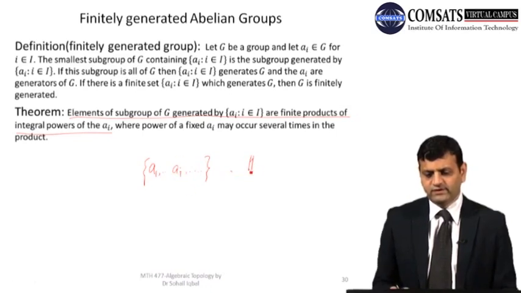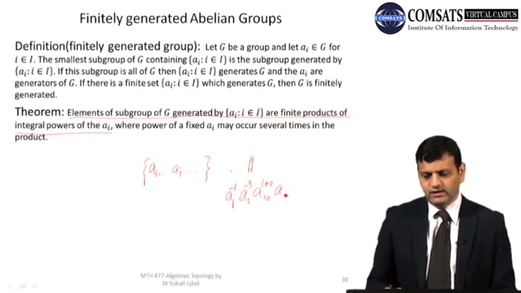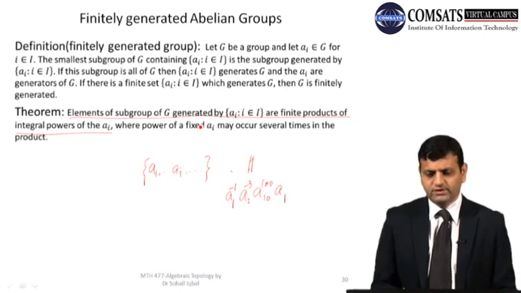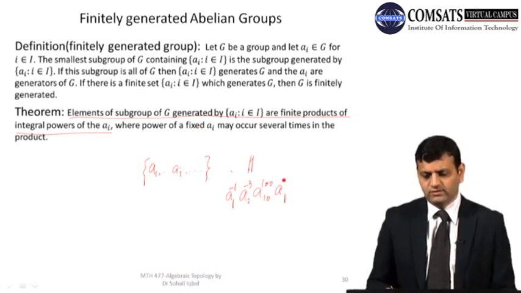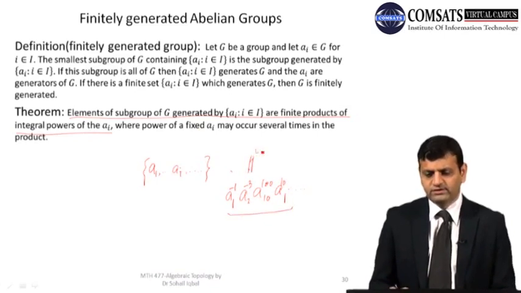So this H is generated by these elements. Then what are the elements of H? The elements of H are basically products of the integral powers. Take any integer, it could be positive or negative. So A1 raised to power -1, A2 raised to power -3, A10 raised to power 100, and once again there could be a repetition, so A1 raised to power 10, and so on. These are the elements of this subgroup H, which is generated by these elements.